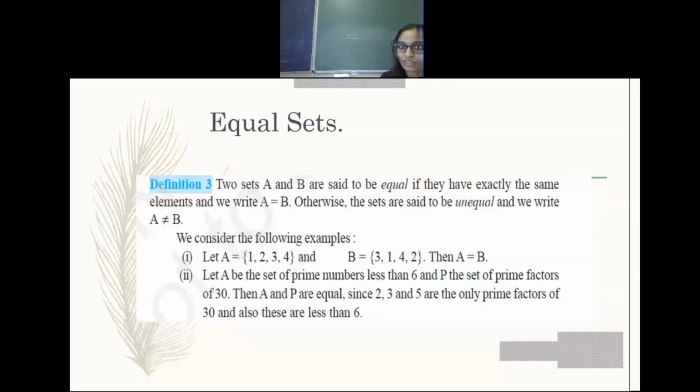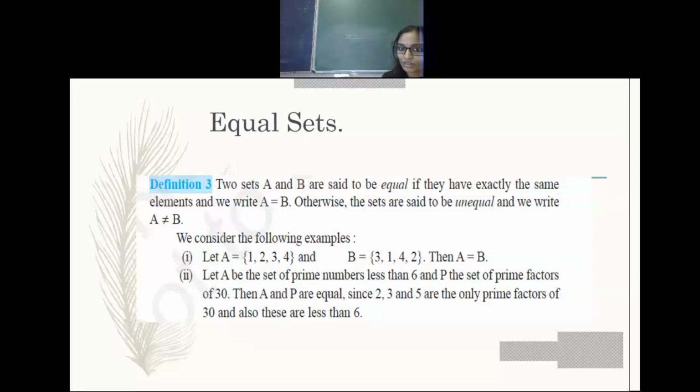The next one we have equal sets. If I have to say two sets A and B has to be equal, they have to have exactly the same elements. As in, if we consider the following example, I have A is equal to 1, 2, 3, 4 as my elements. I have B is equal to 3, 1, 4 and 2 as my elements.